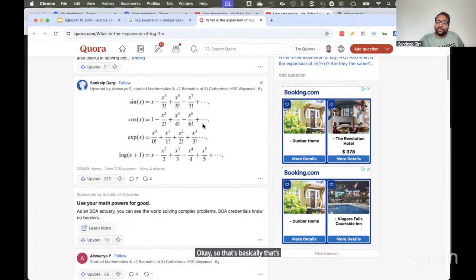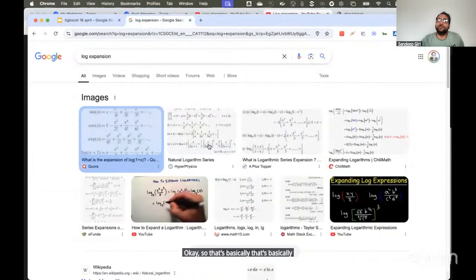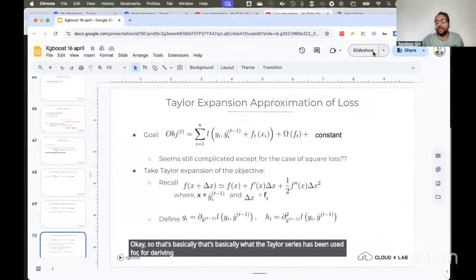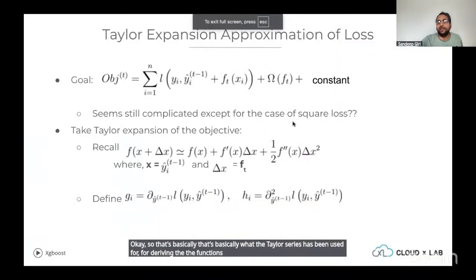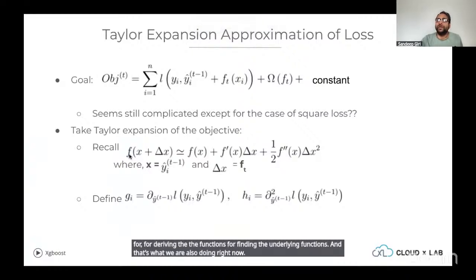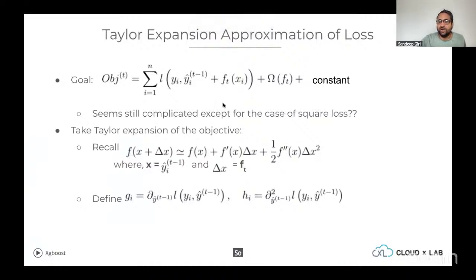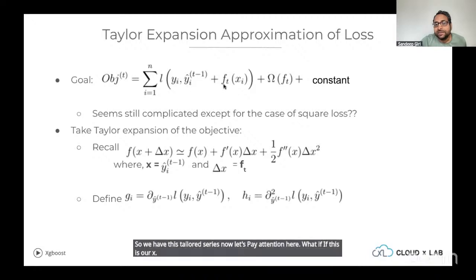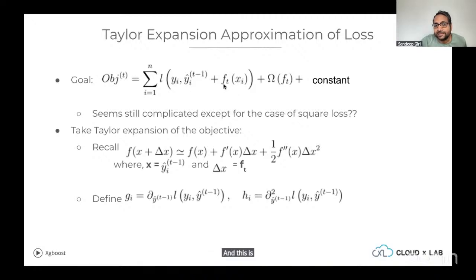So that's basically what the Taylor series has been used for: deriving functions, for finding the underlying functions. And that's what we are also doing right now. So we have this Taylor series. Now let's pay attention here. What if this is our x and this is our delta x? How would this look?